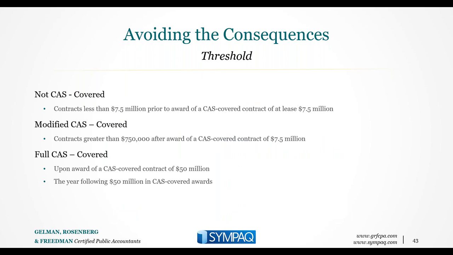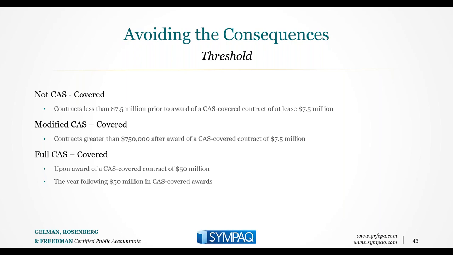And so the thresholds: contracts less than $750,000 prior to the award of a CAS-covered contract of at least $7.5 million. We can fix that typo. Yes, we'll fix that typo.